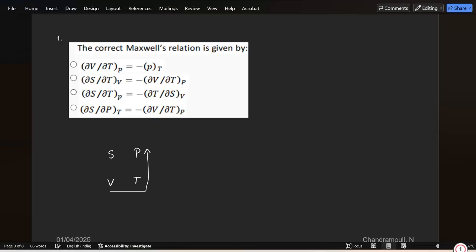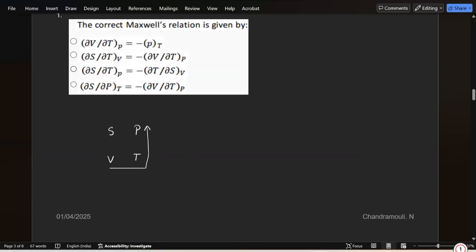So it goes like this. To get the Maxwell relation based on these V, T and P, we have to come like that. Let's say del V by del T at constant pressure is going to be equal to minus del S by del P at constant temperature. Since this is going up but this is coming down, a negative sign has to be there. So this is the Maxwell relation.